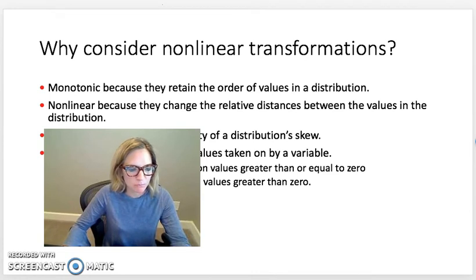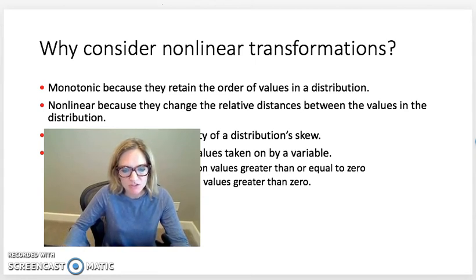Nonlinear transformations are particularly useful when you have a skewed distribution and you're interested in maintaining the order of the values in the distribution. Sometimes we worry that if we have a skewed distribution, our insights might be influenced by a few of the extreme values. So what we do is we try to evaluate the data using a nonlinear transformation of the variables so that our insights are not driven by a few outliers. The most common nonlinear transformations are the natural logarithm and the square root.